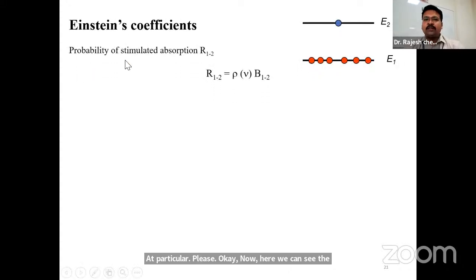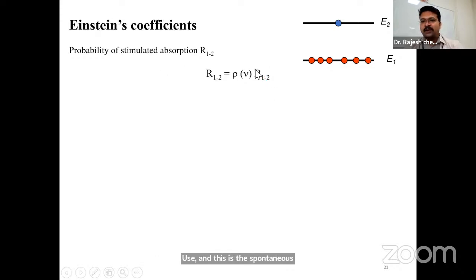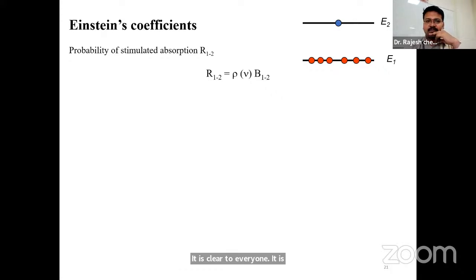The probability of the stimulated absorption, this is the coefficient. The absorption coefficient depends on the density of the radiation used, and this is the stimulated absorption. So what does stimulated mean? We are giving the energy to stimulate the electron to the excited state. Spontaneous means without giving the energy, it is coming back. Is it clear to everyone? It is clear. Yes, sir.